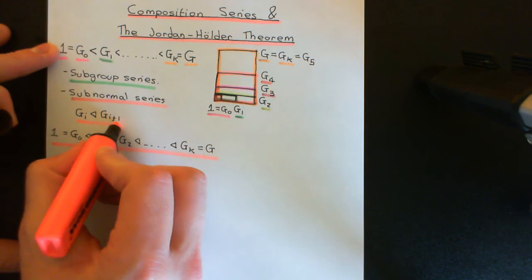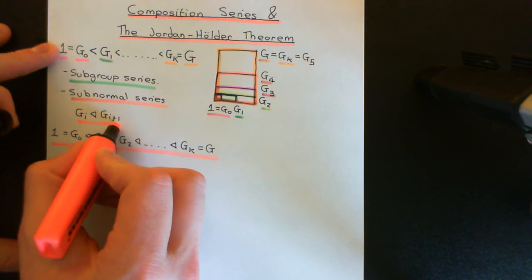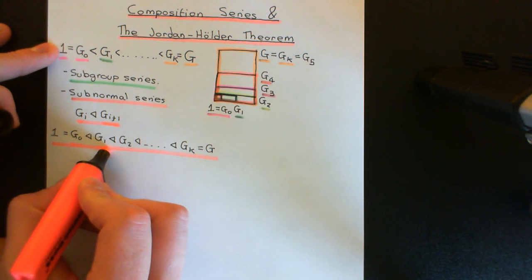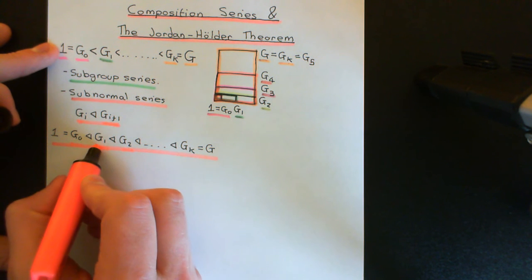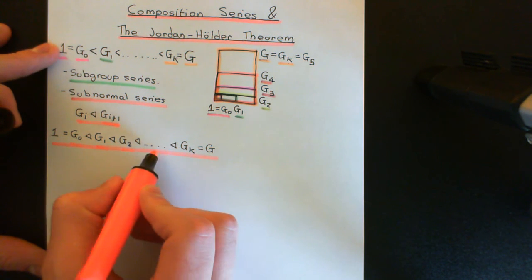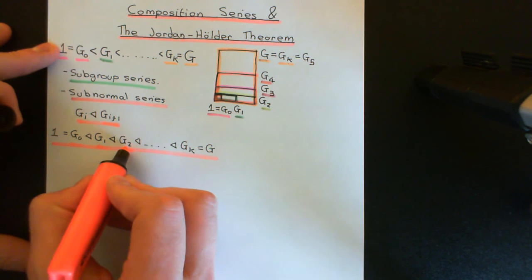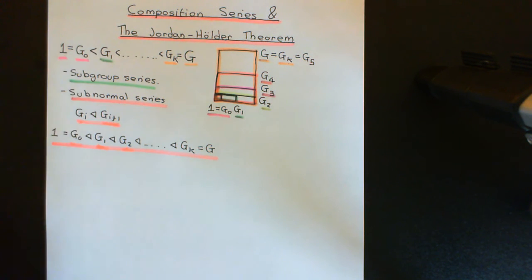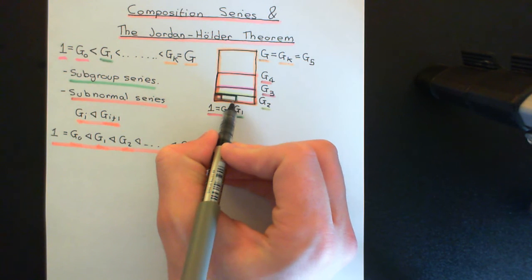Now note, I am saying that Gi has to be a normal subgroup inside Gi plus 1. So G0 has to be normal inside G1. G1 has to be normal inside G2. It does not mean that every single one of the subgroups in this subgroup series has to be normal inside the entire group. They have to be normal in the one that's above them, and that is a different thing to being normal in the entire group. So the trivial subgroup will have to be normal inside G1.